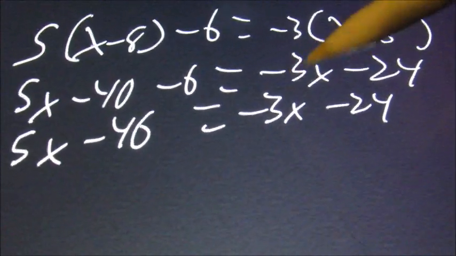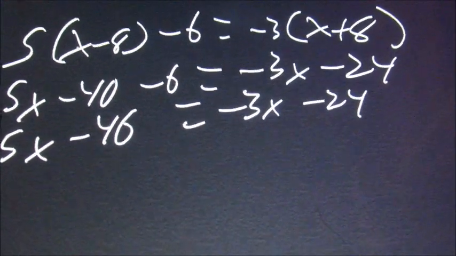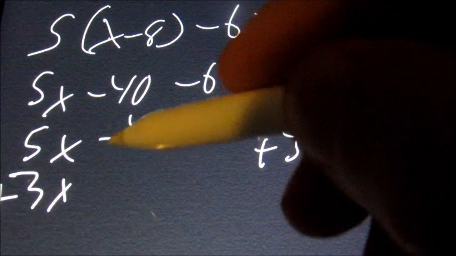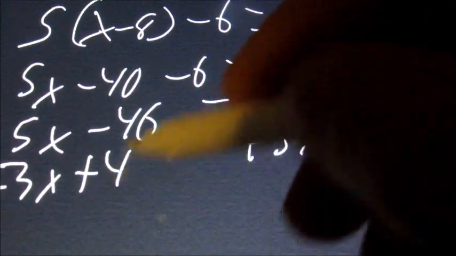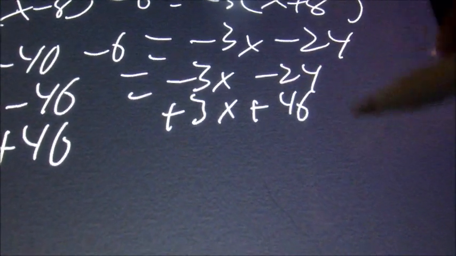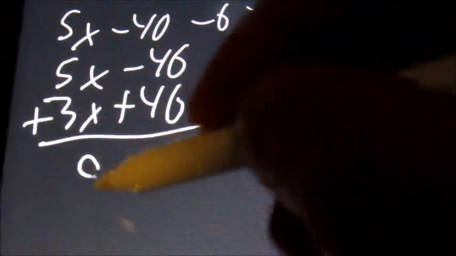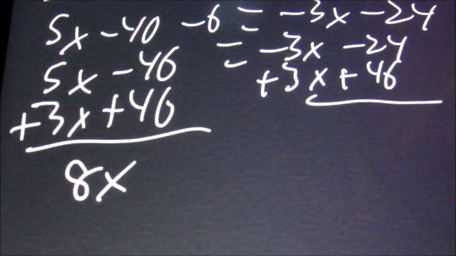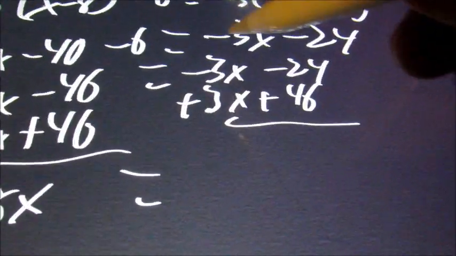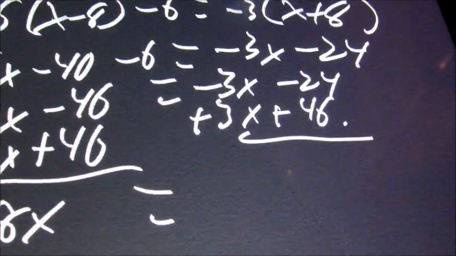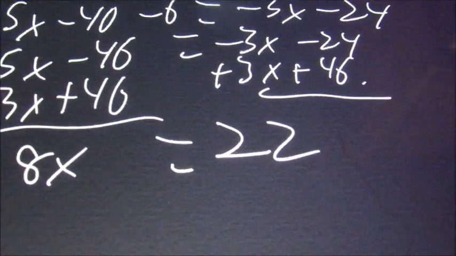Okay, so now I'm going to get all my variables on one side and numbers on the other. So I'm going to say plus 3x to both sides. Since I'm moving my variables to the left, I'm going to move my numbers to the right. So the minus 46, I'm going to say plus 46, plus 46. And so here I have a 5x plus 3x is 8x, minus 46 plus 46 is 0, equals minus 3x plus 3x is 0. And I have 46 minus 24, which is 22.